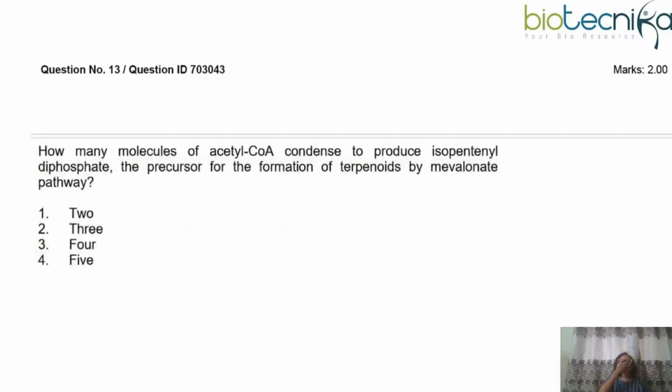Alright? Yes. Next question. How many molecules of acetyl-CoA condense to produce isopentenyl diphosphate, the precursor for the formation of terpenoids by the mevalonate pathway? So this question is again from secondary metabolites, the same topic as the earlier lignin question. But here we are talking about terpenoids, not phenylpropanoids. The biosynthetic pathway for terpenoids is the mevalonate pathway. And this is something that you should know, right? I mean, it's not something that you can deduce.